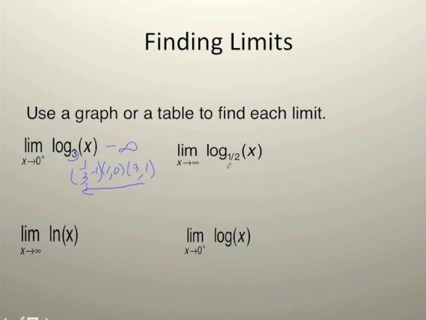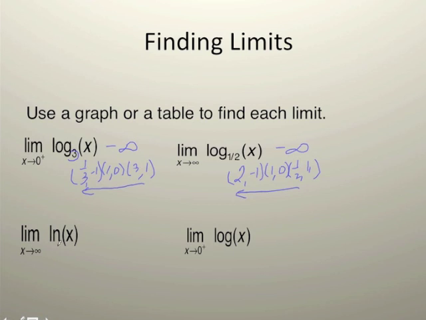Here we have base 1/2, so our 3 points would be 2, -1, 1, 0, and 1/2, 1. We want x going to infinity, so x getting larger goes in this direction. What's happening to the y values? They're getting smaller, so we're going to -infinity.